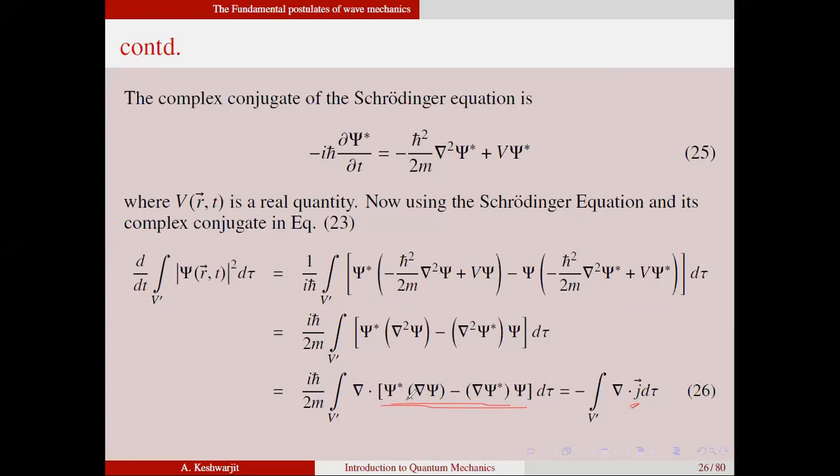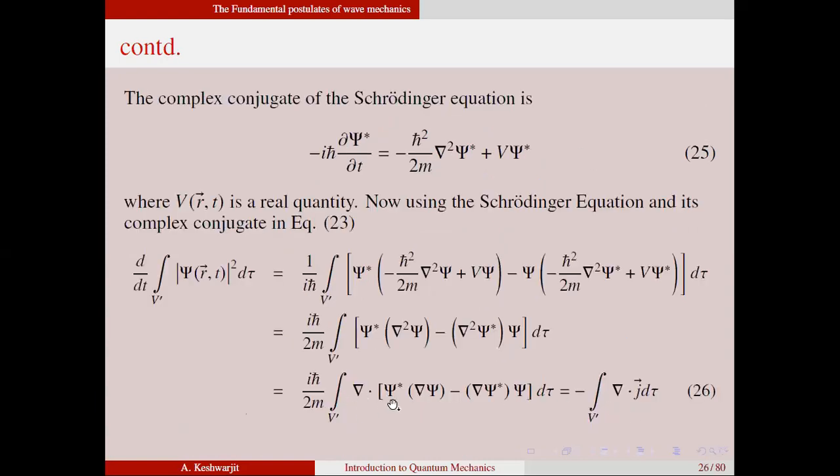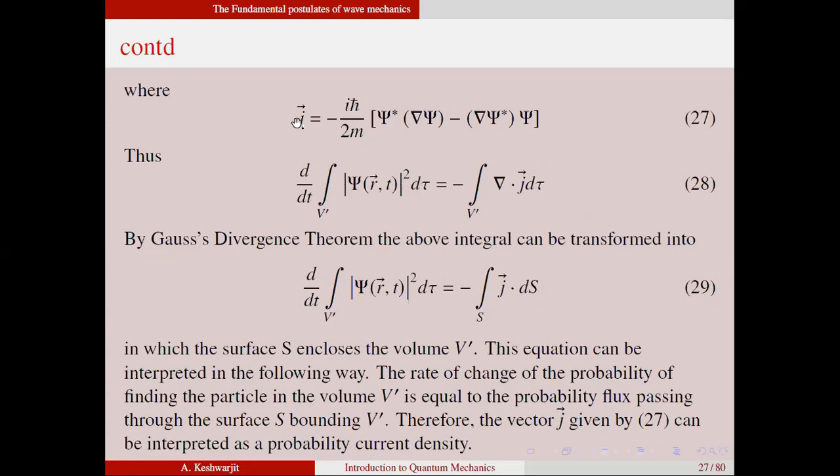This expression can be written as minus divergence of j d tau. So this expression multiplied by i h bar by twice m is minus j. What will be the j expression? This term will come first and this term will come second in the expression for j. So gradient of psi star will come first. Where we have defined j as minus i h bar by 2m, psi star gradient of psi minus gradient of psi star psi. Let me show it again. So this term inside the bracket multiplied by i h bar by twice m is minus j. So j is defined as minus of this.